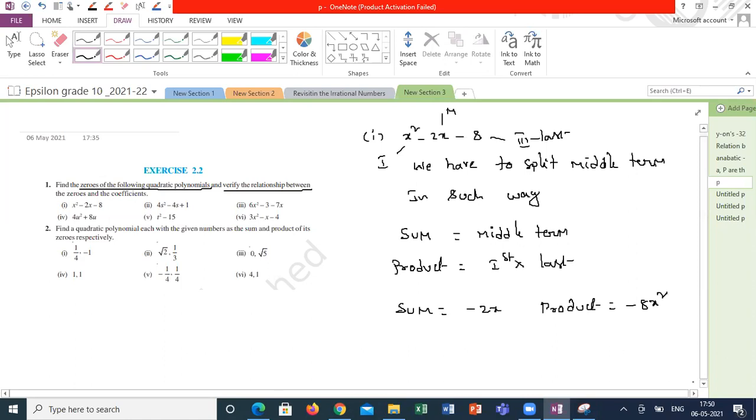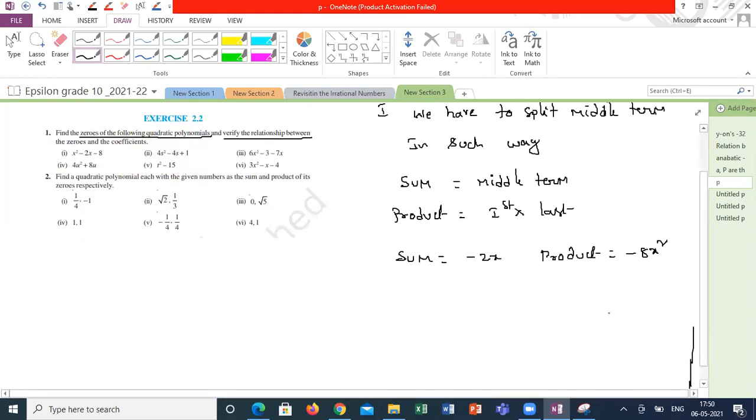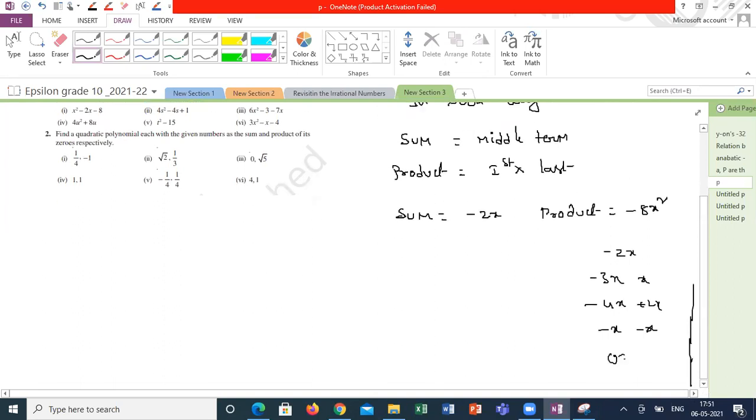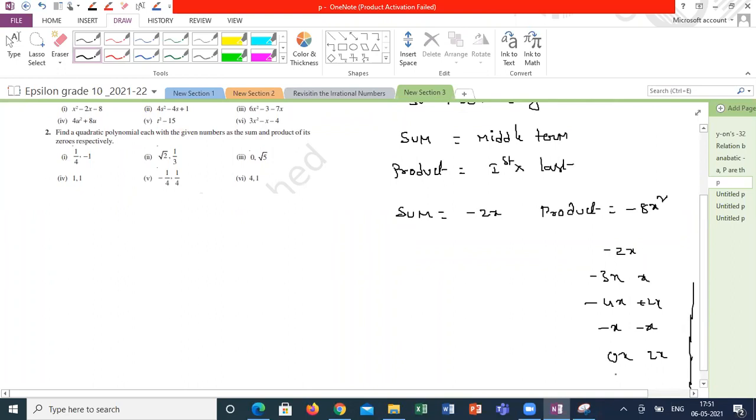So what does this mean? I have to split the middle term. Suppose the middle term is minus 2x here. Minus 2x I can write as minus 3x and x, minus 4x and plus 2x, minus x and minus x, or 0x and 2x, or minus 10x and 8x. There are many combinations I can write. But out of these combinations, only one combination will satisfy these two conditions, where sum should be middle term. All these combinations will satisfy the sum, but product it won't satisfy. My product should be minus 8x square.